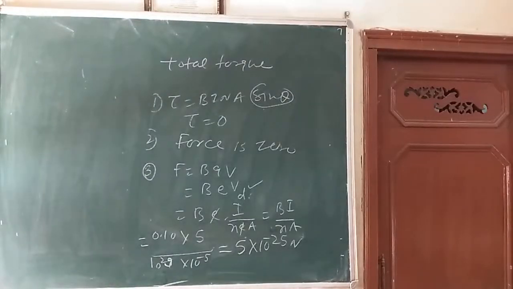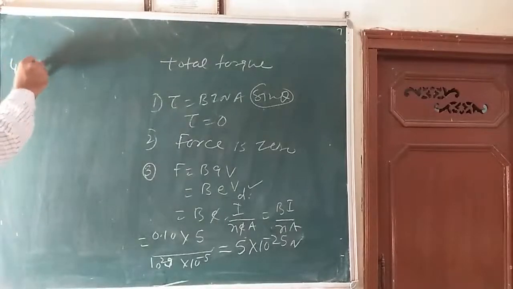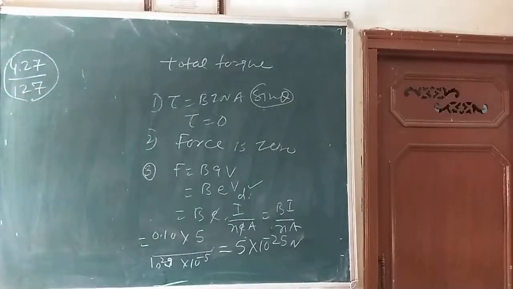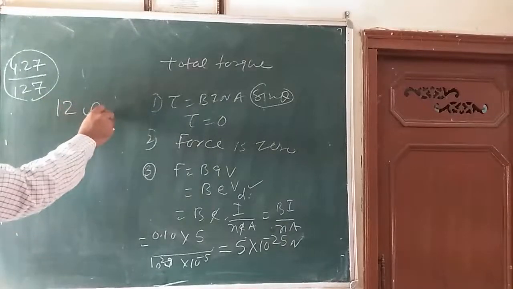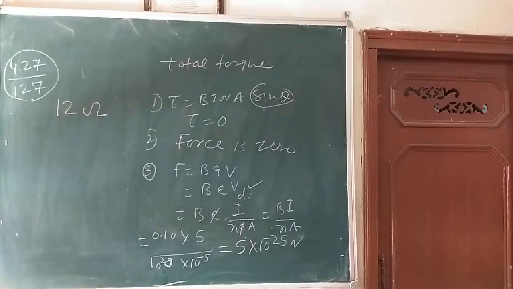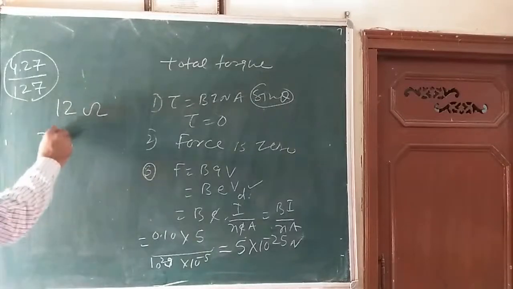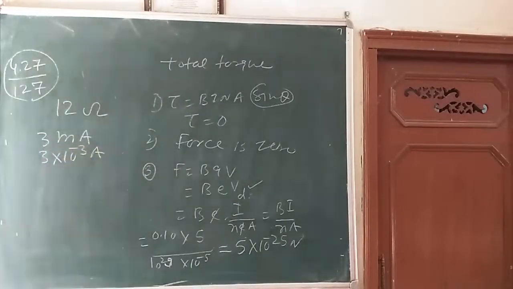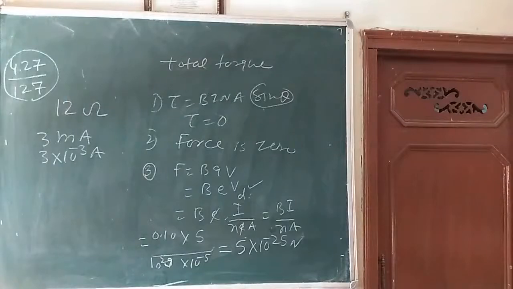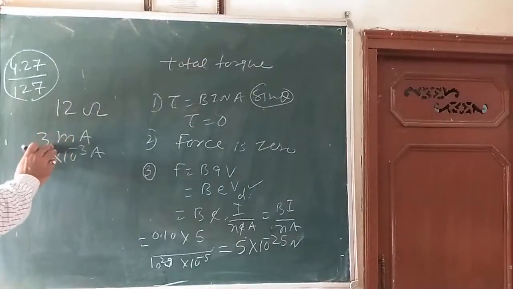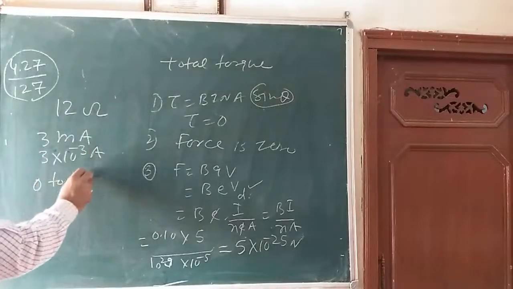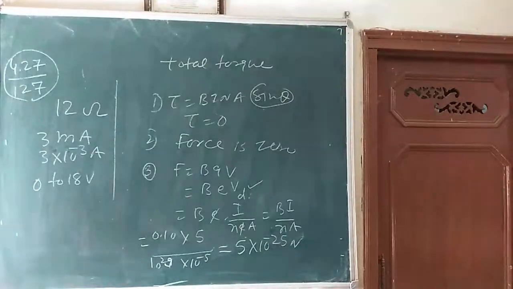Now dear children, we are taking one more numerical here, 4.27 at page number 127. A galvanometer coil has a resistance of 12 ohm and the meter shows full scale deflection for a current of 3 milliampere. 3 milliampere means 10⁻³ ampere. How will you convert the meter or galvanometer into a voltmeter of range 0 to 18 volt? This is the question given to us. This is our problem.